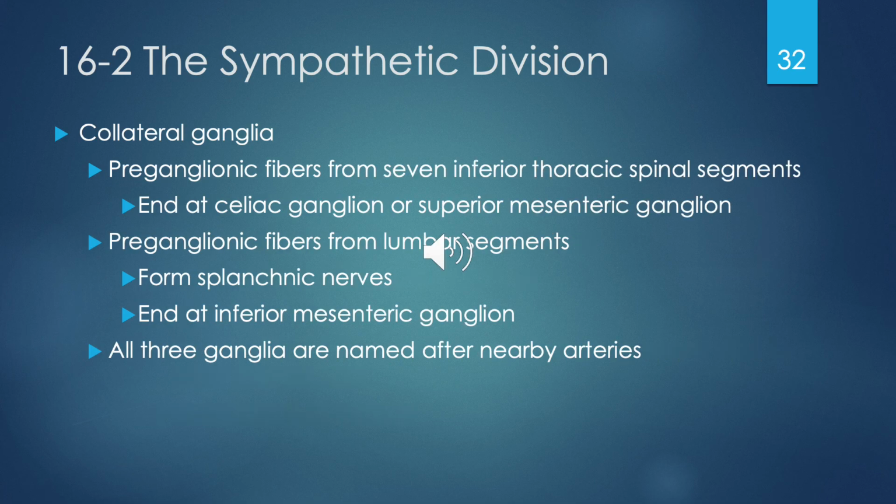The collateral ganglia have preganglionic fibers that arise from the 7 inferior thoracic spinal segments, and they end at the celiac ganglion or the superior mesenteric ganglion. The preganglionic fibers that arise from the lumbar segments are going to form the splanchnic nerves, and we have 4 different main splanchnic nerves. These end at the inferior mesenteric ganglion, and all 3 of the ganglia here are going to be named after the arteries that are nearby.